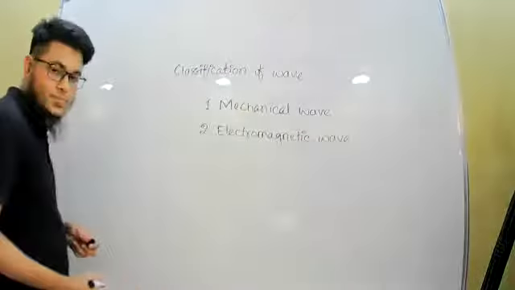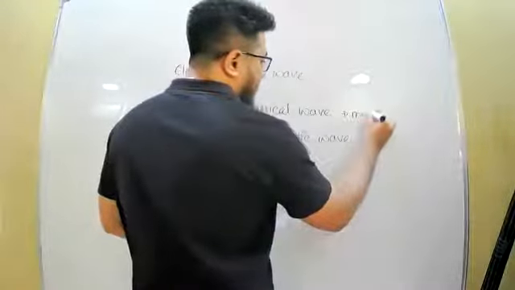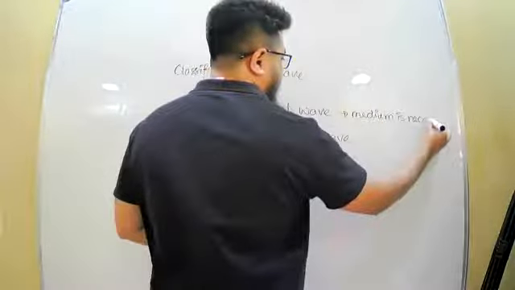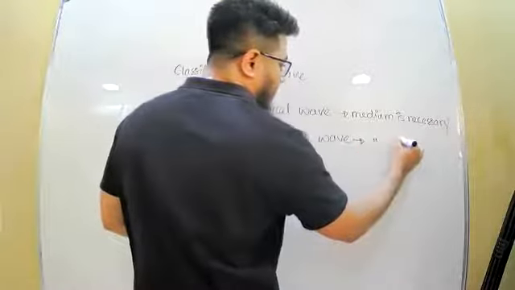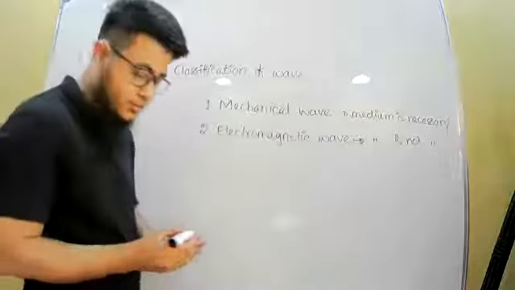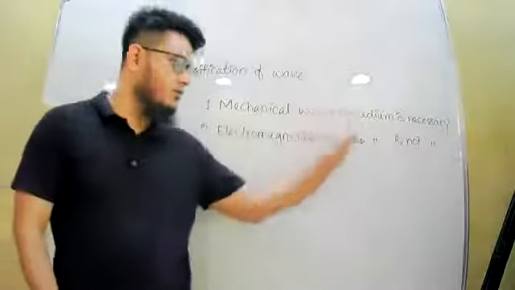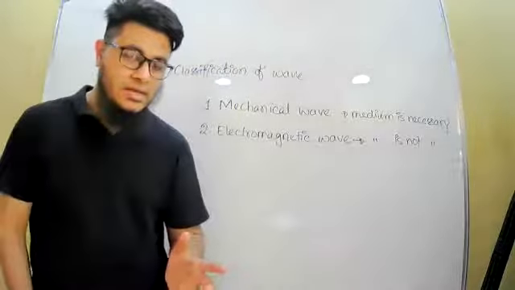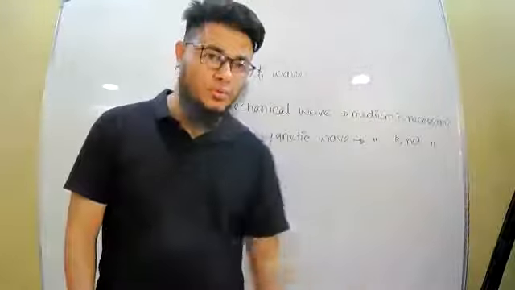So for mechanical wave, medium is necessary. And for electromagnetic wave, medium is not necessary. Based on the necessity, it can be divided into two main categories: mechanical wave, where medium is necessary, like the water wave. Water wave, you cannot create it if there is no water. That means medium is needed, through which it will propagate.